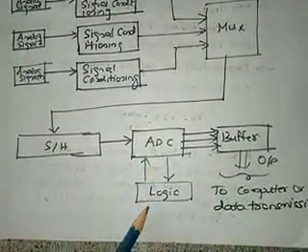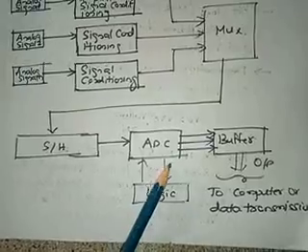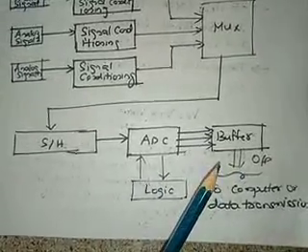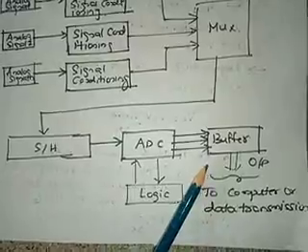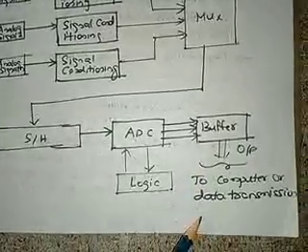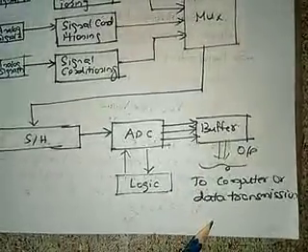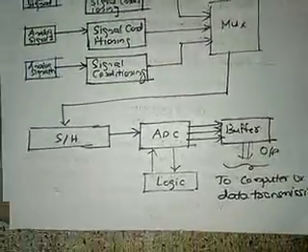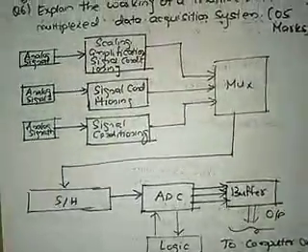This ADC block is controlled by the control logic. Then from the ADC it is applied to the buffer. In the buffer the required signal is stored. It's a storage device, and from there it can be applied to the computer or to any data transmission devices. Hope you are following, students, right?